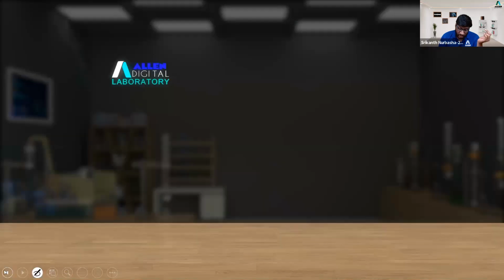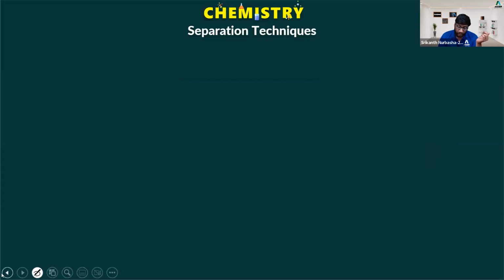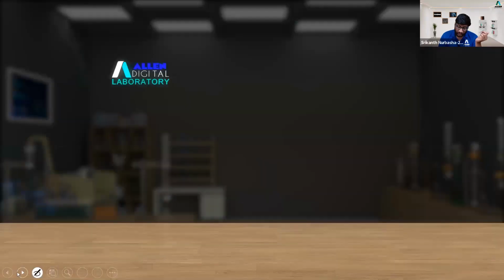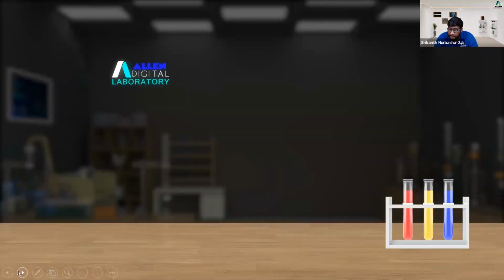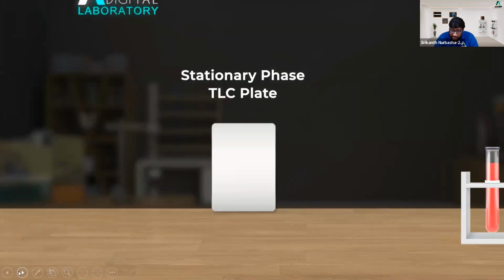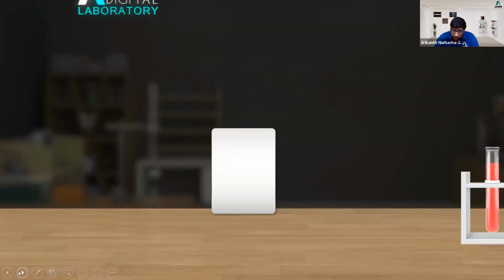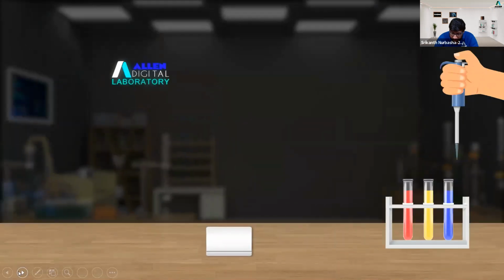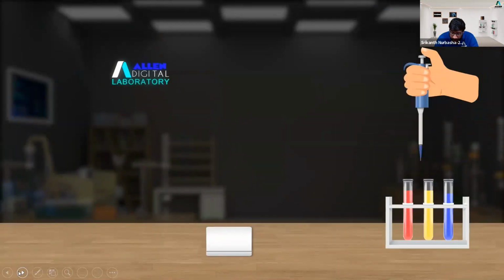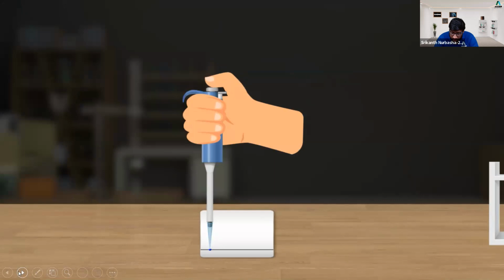Let us look at the animation. Understand this animation carefully, all of you. Stationary phase, TLC plate. Yes or no? You have placed the plate.